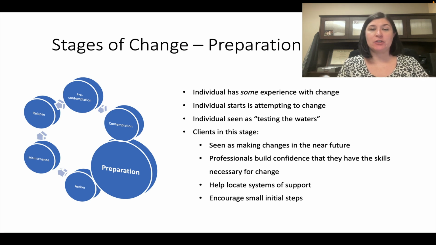Professionals can help individuals in this stage begin to problem solve. You can help them discuss different obstacles that might be in their way, maybe who will support them during this process, or what skills they would need in order to continue on with the next stage. Because professionals want to help the client stay motivated to change, it is best to encourage realistic and small steps that are likely to lead to successful outcomes in this early stage of change.